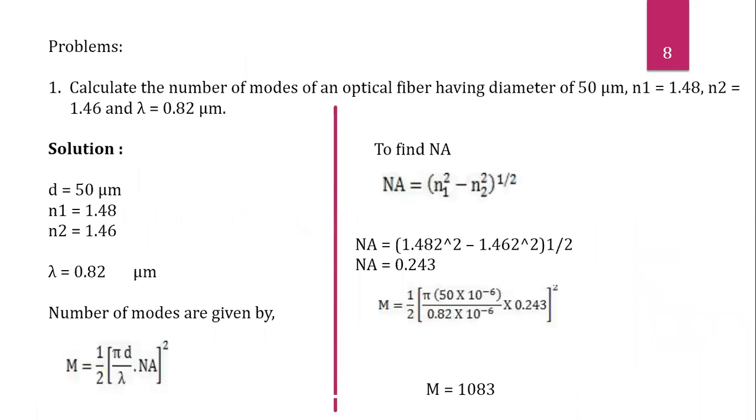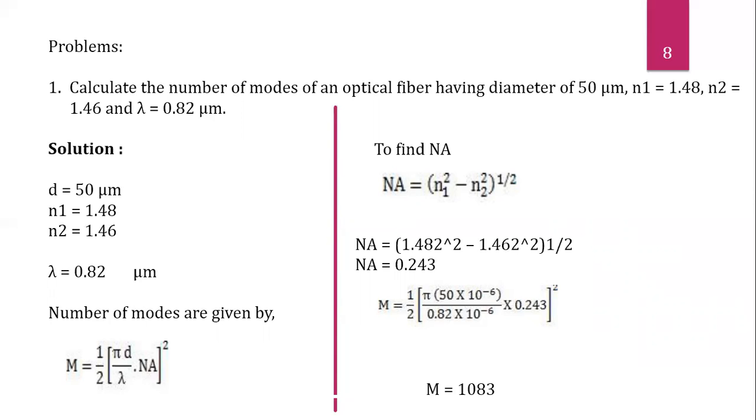So next we can see the problems on optical fiber or single mode fiber. The first problem is: calculate the number of modes of an optical fiber having a diameter of 50 micrometer, N1, which is nothing but the refractive index of the core, equal to 1.48, refractive index of the cladding equal to 1.46, and the wavelength equal to 0.82 micrometer. By using these parameters, we have to find out the number of modes of an optical fiber.